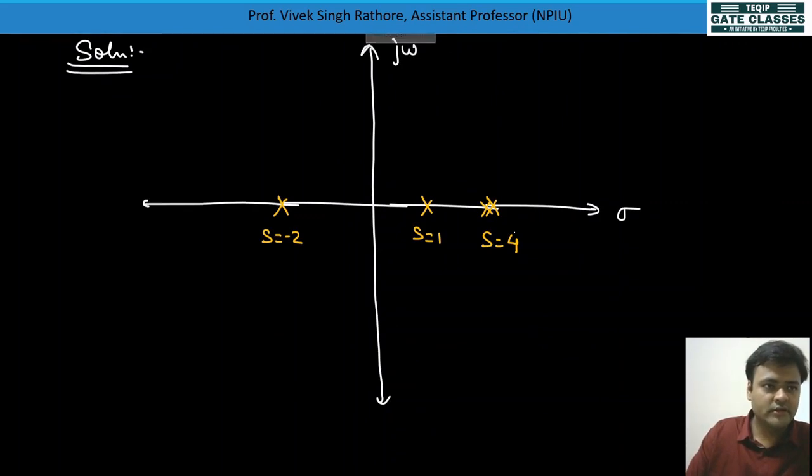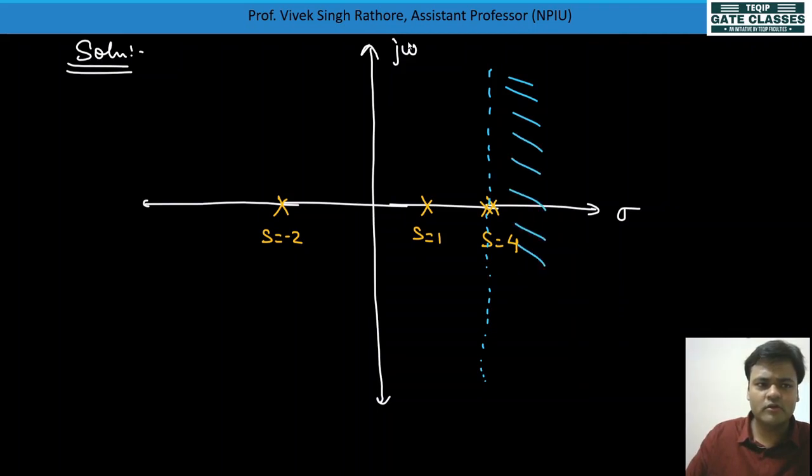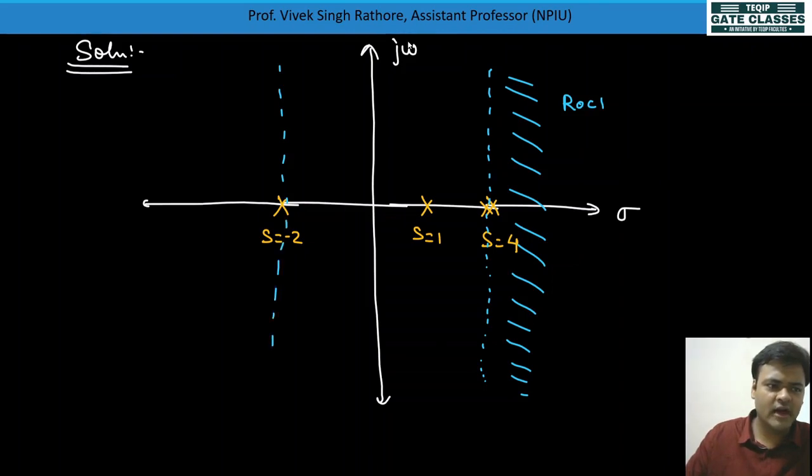Now we'll see how one ROC can be formed. Whenever we take the inverse Laplace transform, many inverse Laplace transforms can be formed. We need to check its ROC only. So one possible ROC is that all the signals are right sided. So this will be ROC1, let's suppose. One more option is that all the signals are left sided.